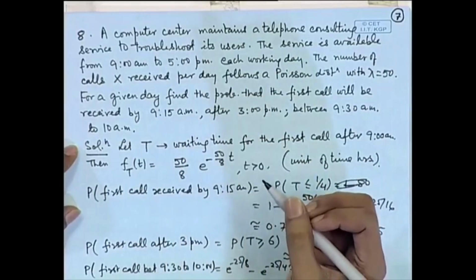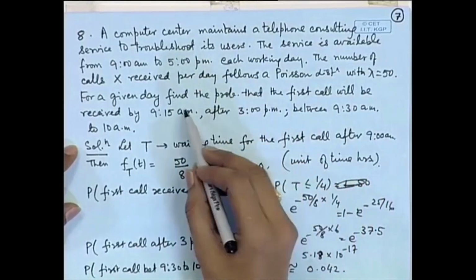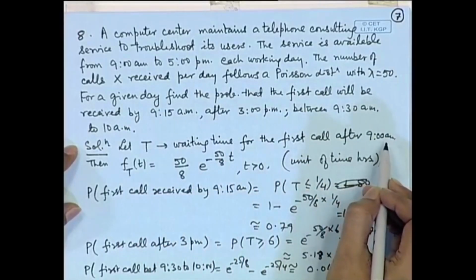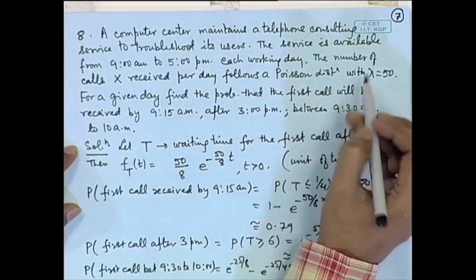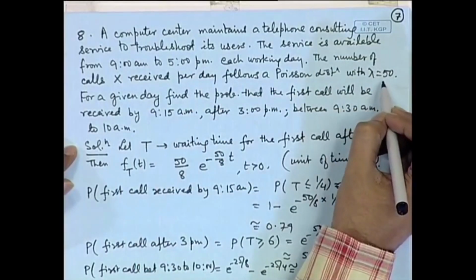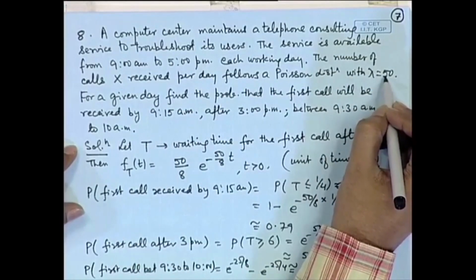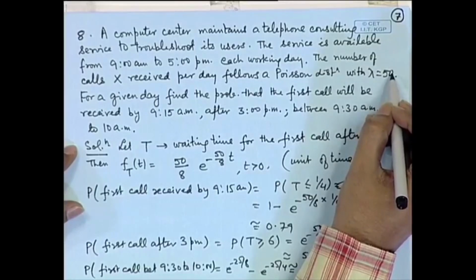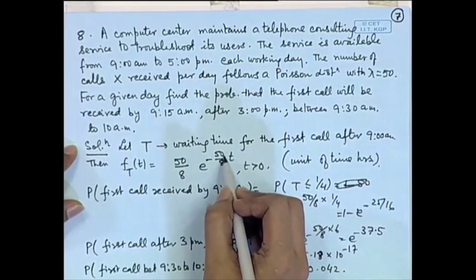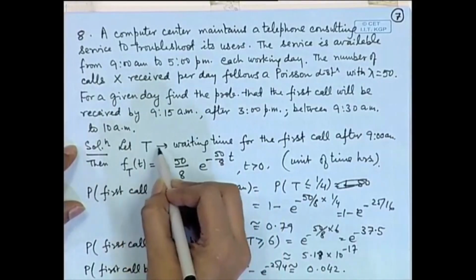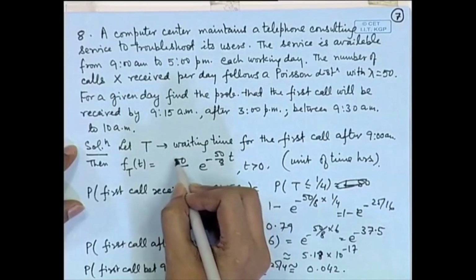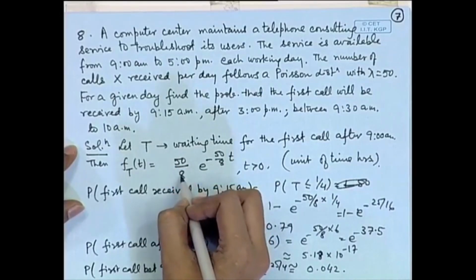So, let us look at the modeling of this problem. Since here time is asked, we can consider t as the waiting time for the first call after 9 a.m. Now, we are considering the day as an 8-hour period, and in an 8-hour period the number of calls received is at rate lambda equal to 50. So, in a 1 hour period it will be 50 by 8. Now, if I consider t as the waiting time for the first call after 9 a.m., then the distribution will be negative exponential with lambda equal to 50 by 8.